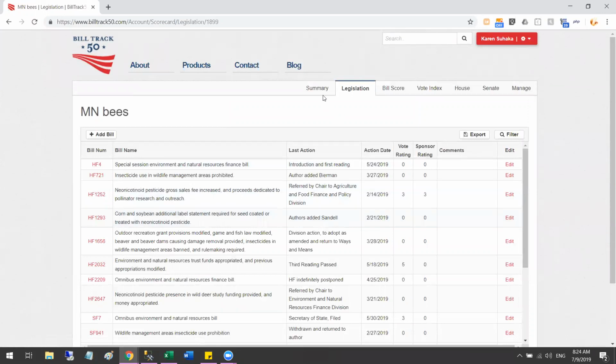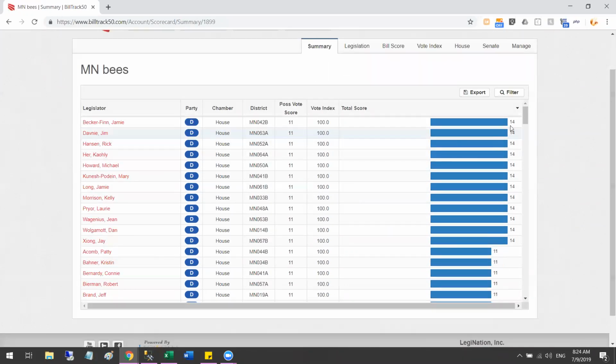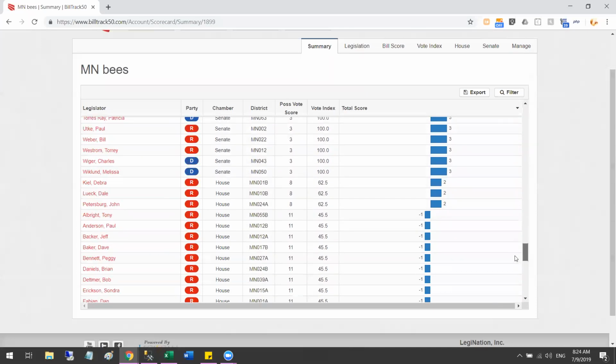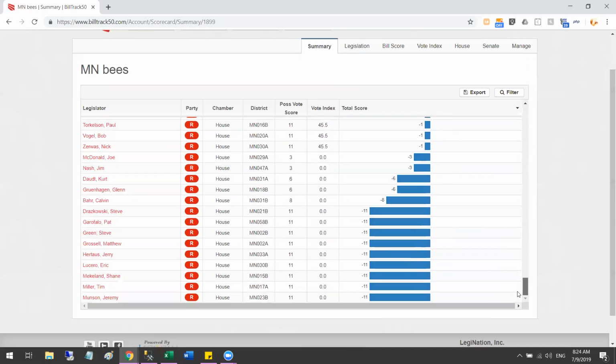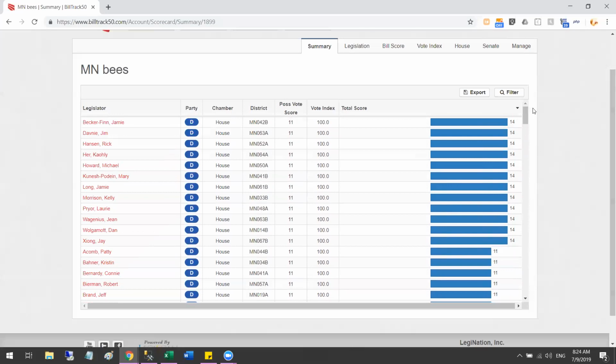All right. And so now I can see my summary. Here are the people who supported the bees and people who are less supportive of the bees. These are people that just are leaving the bees on their own. And that's it. That's what you do to make a scorecard.